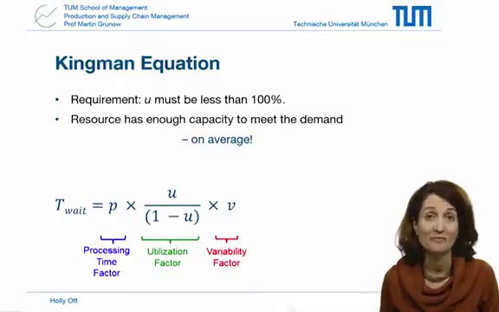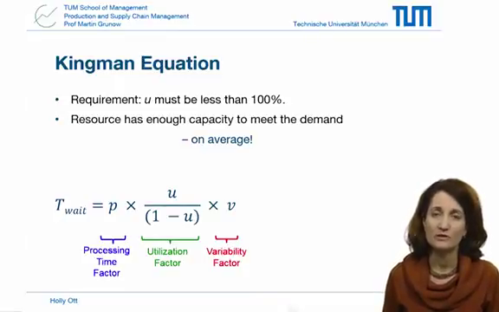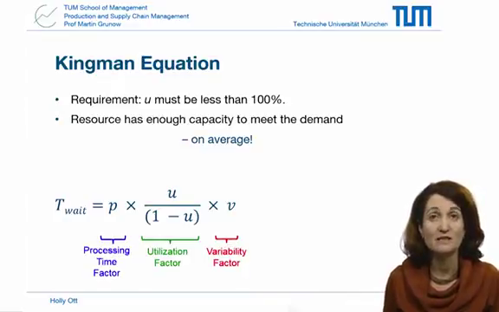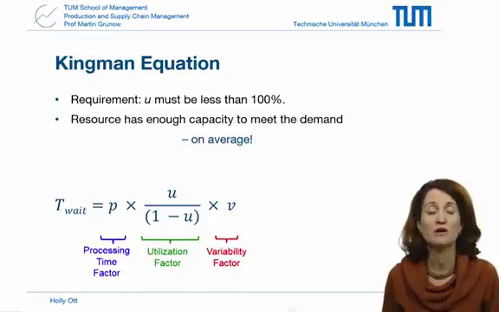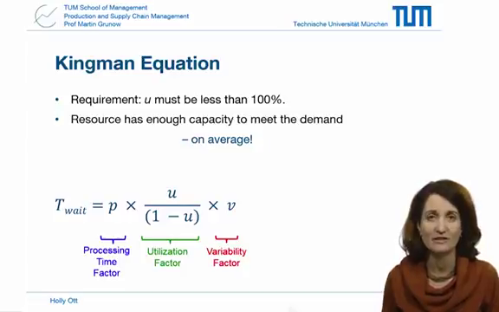So as we just saw, in order to use the Kingman equation, the requirement is that the utilization of the resource must be less than 100%, which means that there's enough capacity to meet all the demand on average.